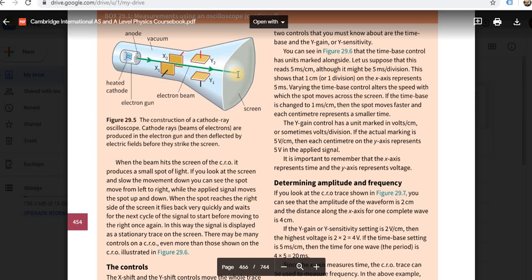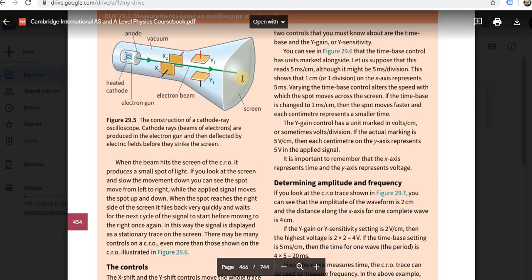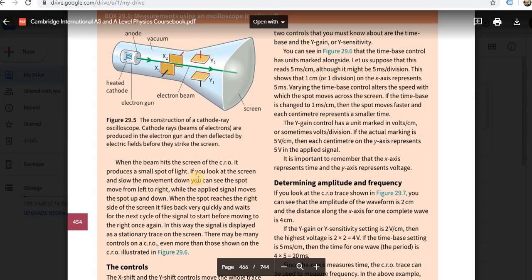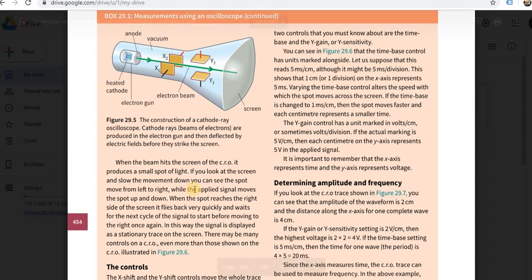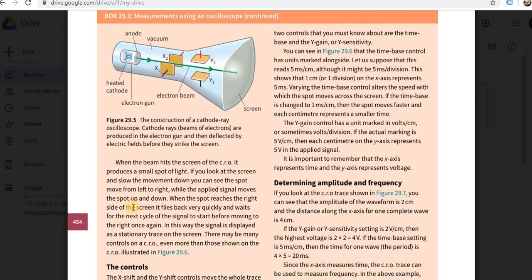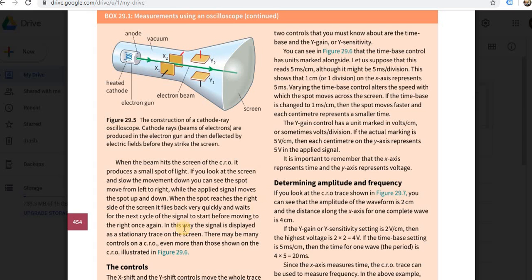Then when these electron beams hit the screen of the cathode ray oscilloscope, it produces a small spot of light. If you look at the screen and slow the movement down, you can see the spot moves from left to right, while the applied signal moves the spot up and down. When the spot reaches the right side of the screen, it flies back very quickly and waits for the next cycle of the signal to start before moving to the right once again. In this way, the signal is displayed as a stationary trace on the screen.